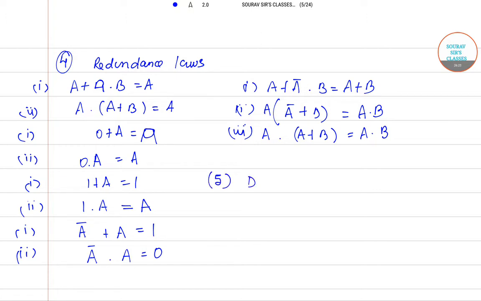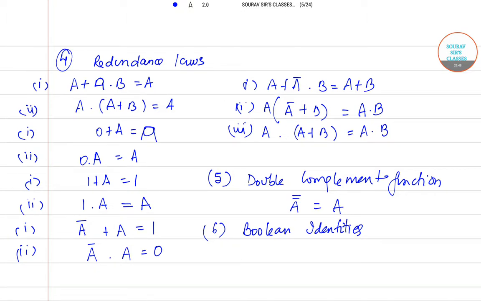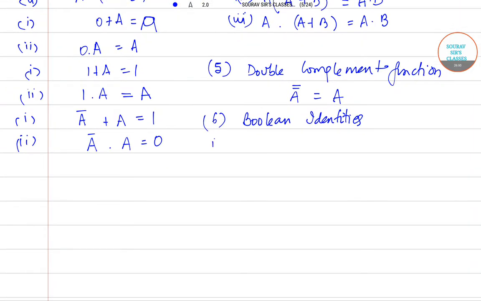Fifth, we will talk about the double complementary function. Complement functions actually. So A double bar is equal to A. 6 is Boolean identities. So here you have A dot (A bar plus B) is equal to A dot B.